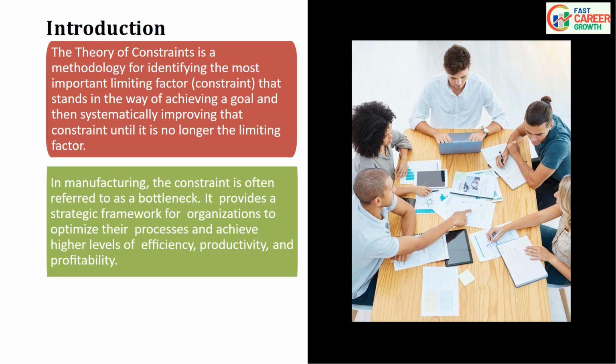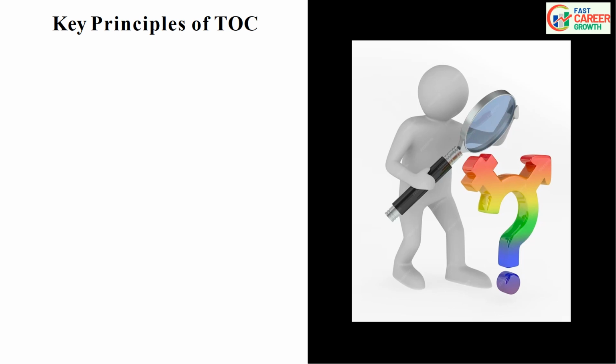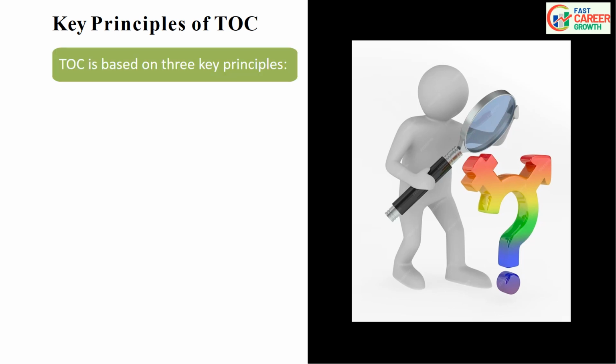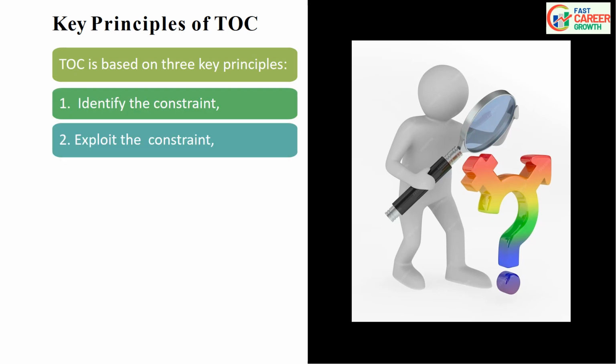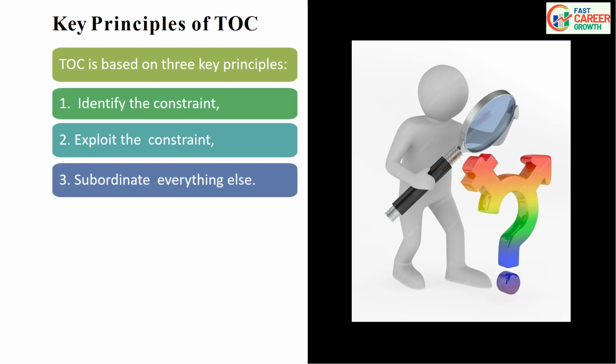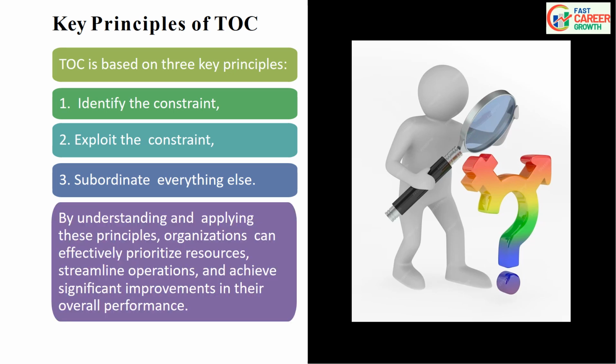Next is key principles of TOC. TOC is based on three key principles. Identify the constraint. Exploit the constraint. Subordinate everything else. By understanding and applying these principles, organizations can effectively prioritize resources, streamline operations, and achieve significant improvements in their overall performance.